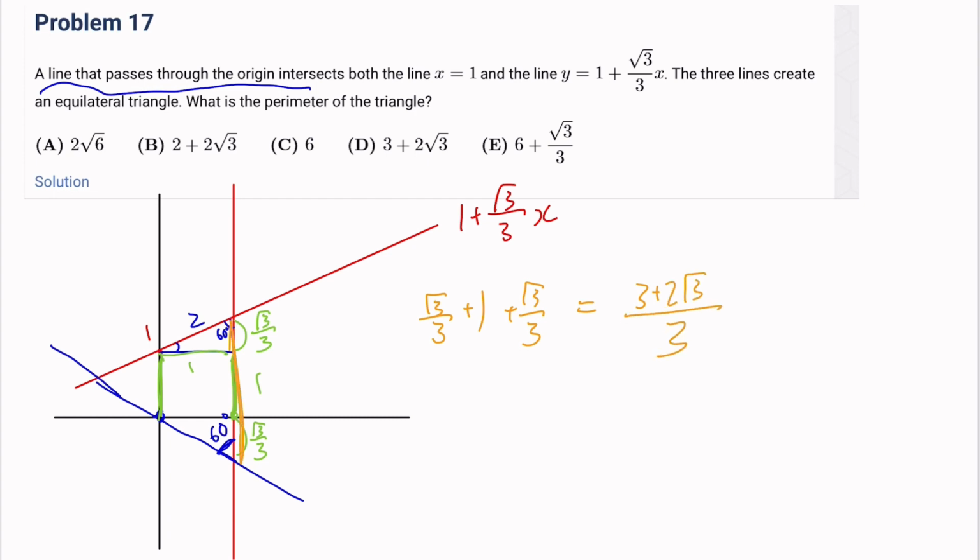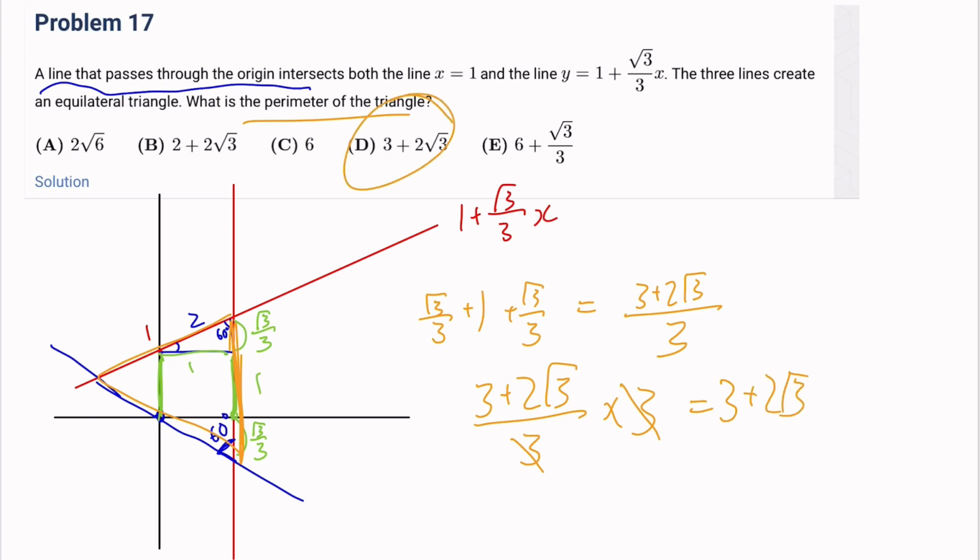And that's just one side, right? But we want the whole perimeter of the triangle, so we have to multiply that by 3. So (3 plus 2 root 3) over 3, multiplied by 3 equals, these cancel out, and 3 plus 2 root 3. So the answer is D.